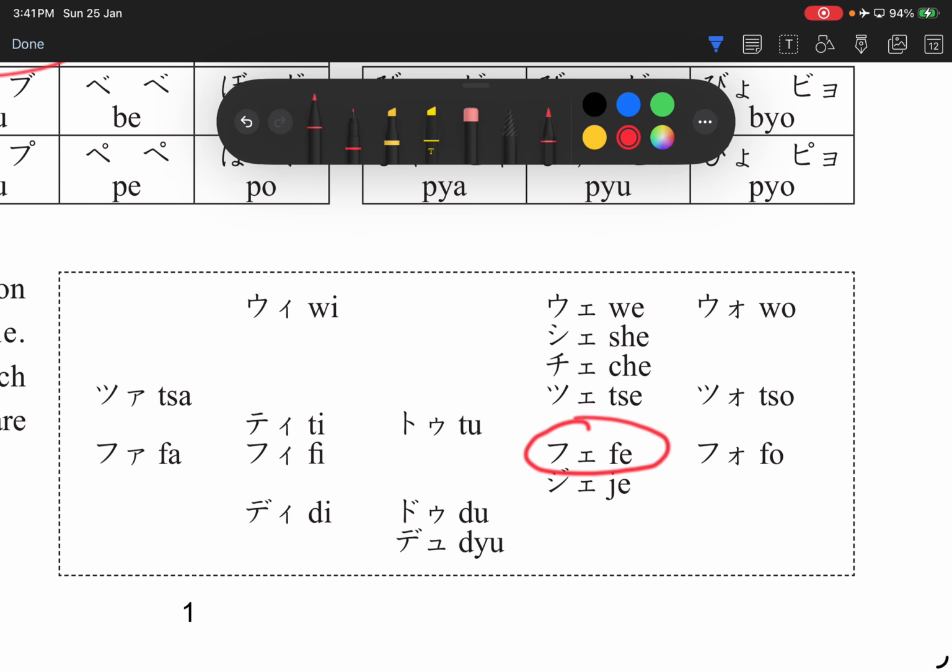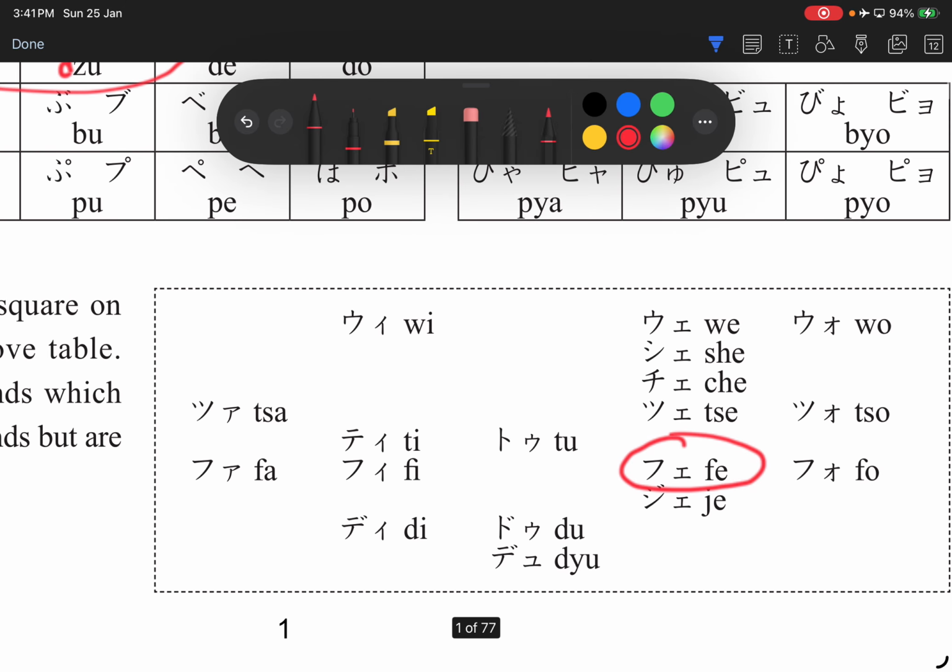So they need to create new combinations like this so that they can pronounce English and Chinese words. For example, my Chinese name is Hong Wei. How to pronounce Wei in Japanese? No way. So they will create a contracted sound for it. It's to create even more ways to pronounce foreign borrowed words.